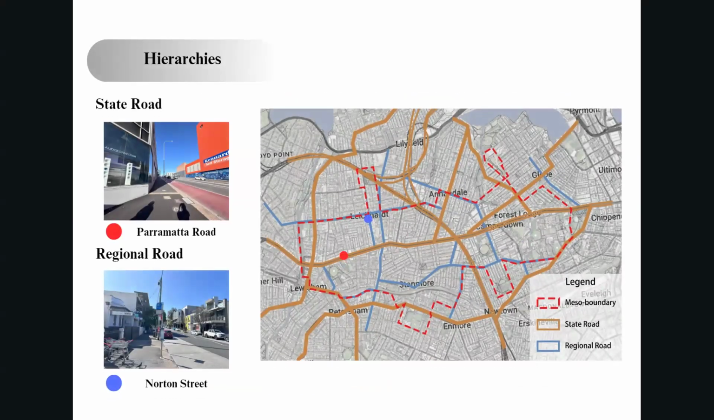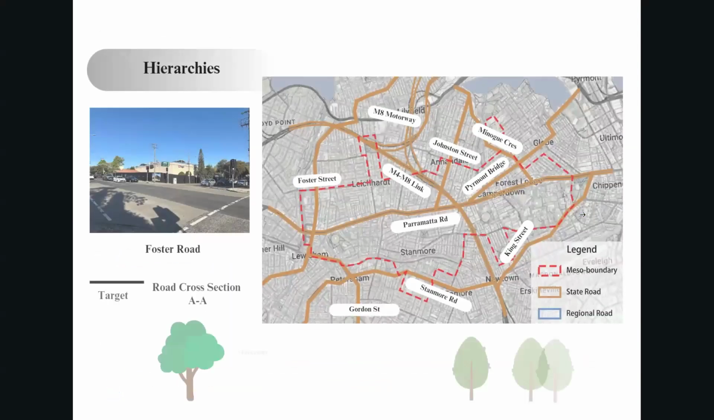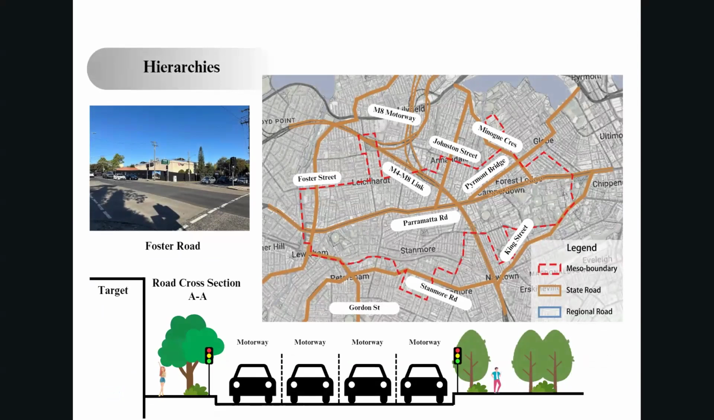This picture shows the road hierarchy of the selected meso land plot using Google Earth Pro as the base map. It mainly displays state roads and regional roads. The current photos use Parramatta Road as the state road and Norton Street as the regional road. In the next two parts, we subdivide the state and regional roads and label the road names connecting the parcels.